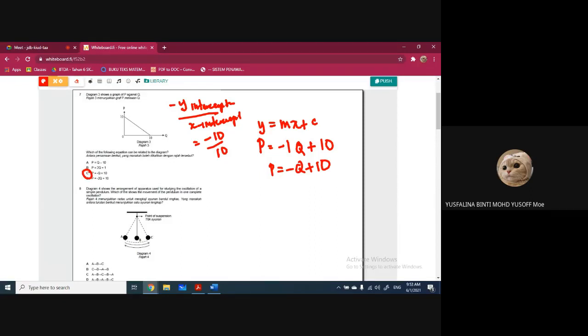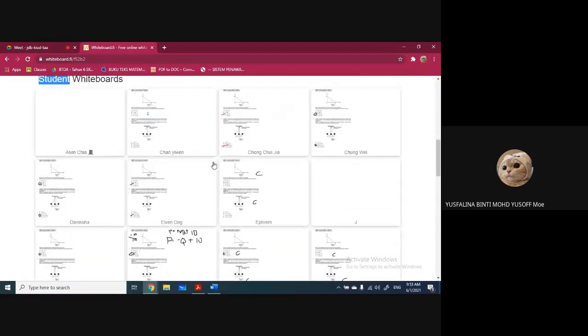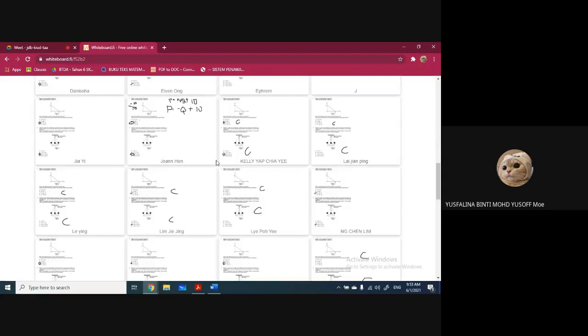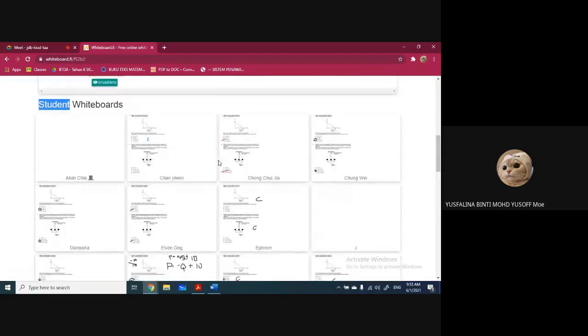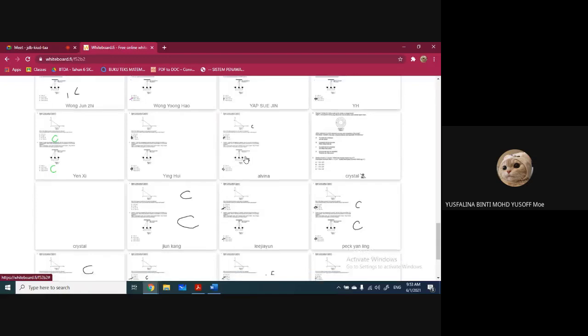Right, number 8. Diagram 4 shows the arrangement of the apparatus used for studying the oscillation of a simple pendulum. Which of the following shows the movement of the pendulum in one complete oscillation? Starting from A, and then goes to B, goes to C, then goes back to D and back to A. So this is called one complete oscillation. So A, B, C, B, A. So the answer should be C. Right, so any of you got this one other than C? Let me check first. Okay, good.